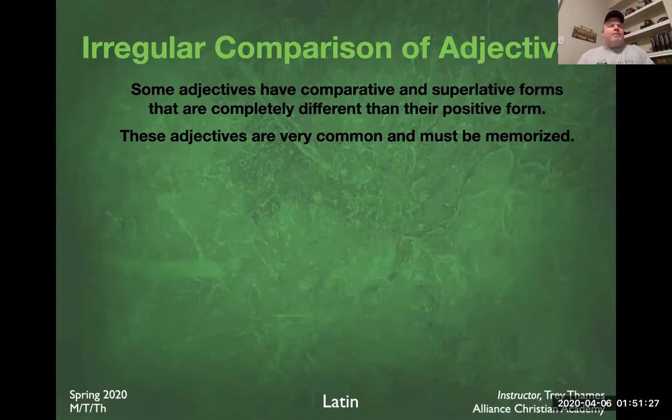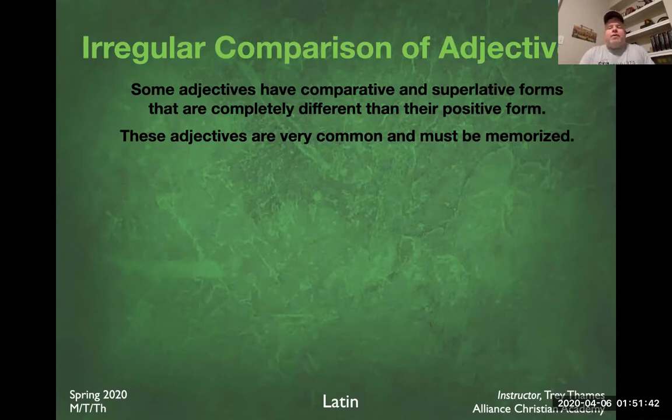Let's say something is bad. Well, what do you say? You don't say badder. What do we say? We say worse. And then we say worst. And they don't look anything alike. So we just know that instinctively how to say that in English. It's because we learned the language.